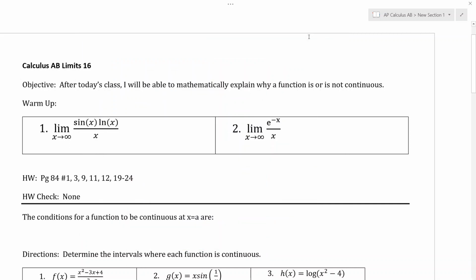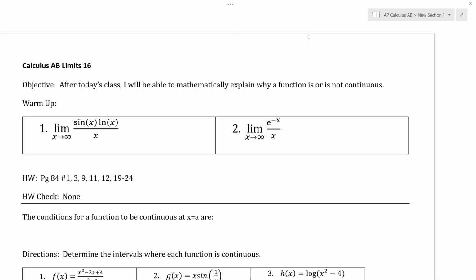Here we go. So, you do not have these limits on your paper. I just wanted to run through them real quick. Okay? You see the first one is x going to infinity. I'm asking you what the end behavior is. There's a fraction. I told you when you have that, you want to look at the biggest thing on top and the biggest thing on bottom.